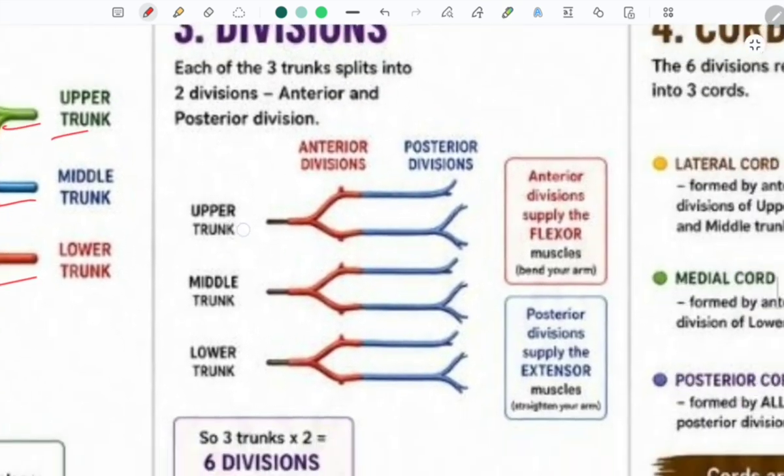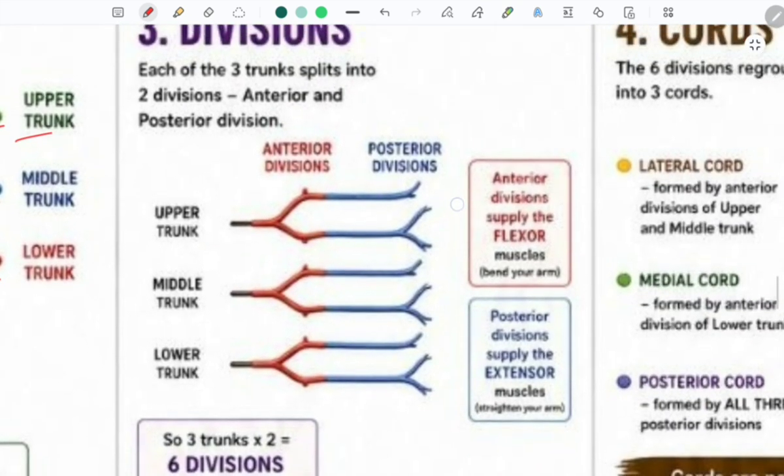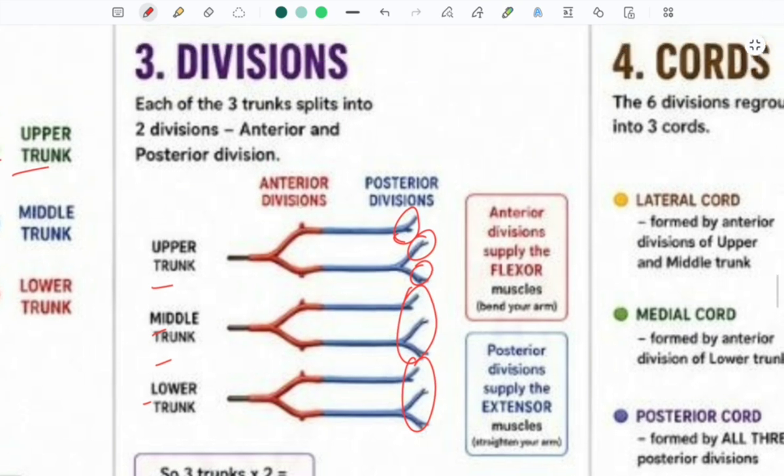Coming to the divisions, each trunk divides into 3 parts: upper trunk, middle trunk and lower trunk. Each divides into an anterior division and a posterior division.